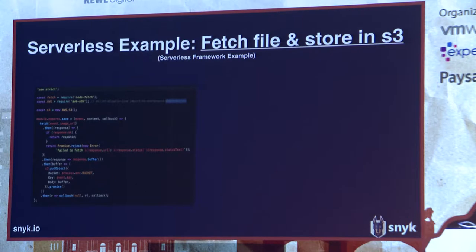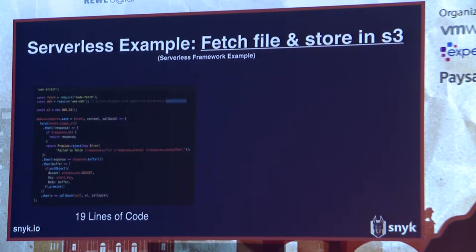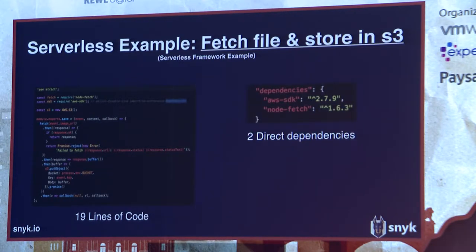Let's give an example. How many serverless people do we have here deploying serverless in production? One, two, not too many. So serverless, this is a small piece of code. I think 19 lines of code, and not too interesting. It just grabs a file and then throws it into Amazon's S3. How many direct dependencies do you think a small amount of code like this might have? Just shout out. 30,000. Two. Two direct dependencies.